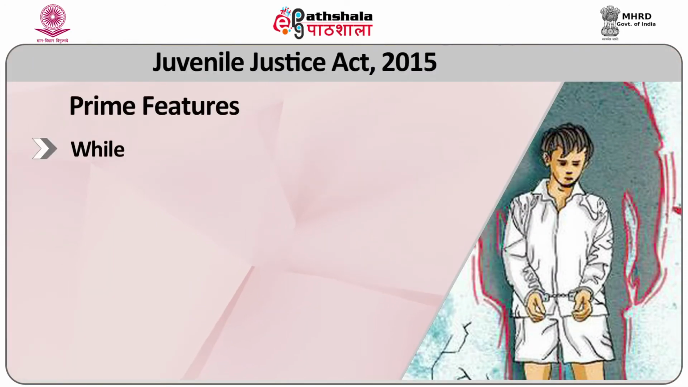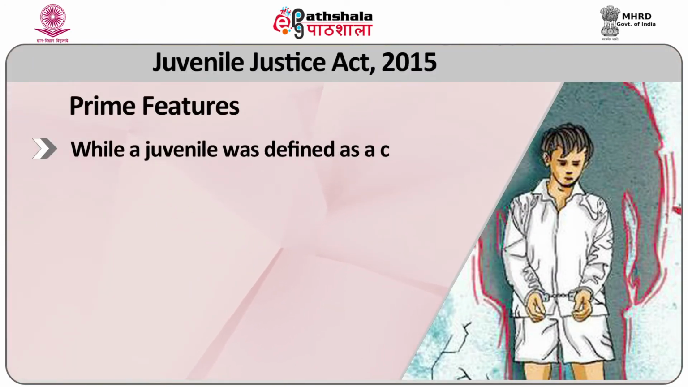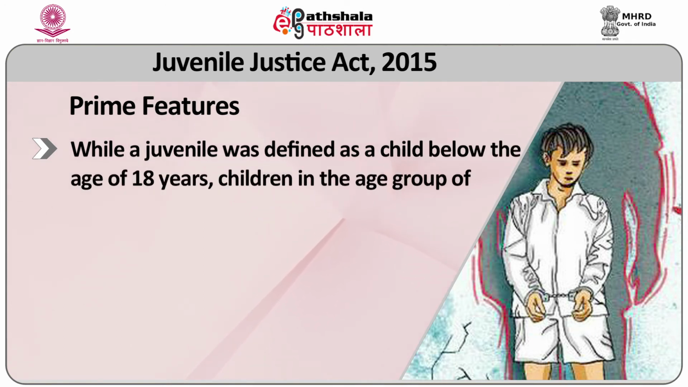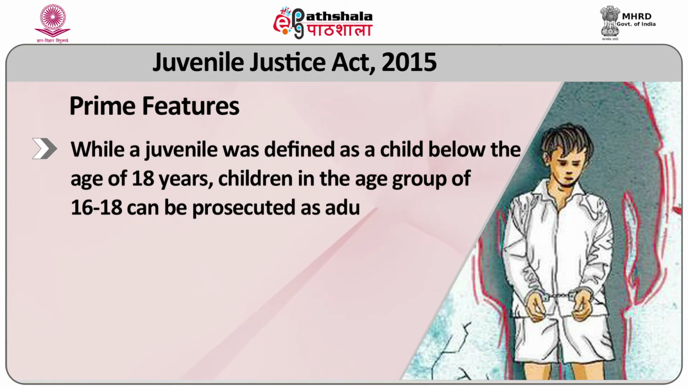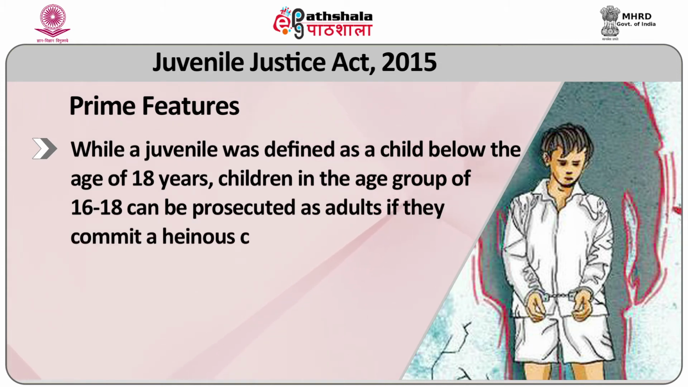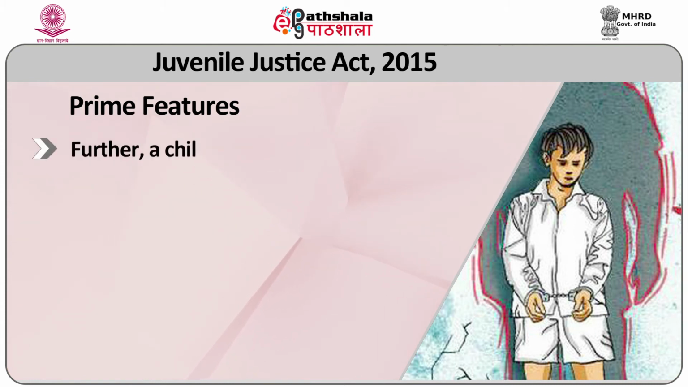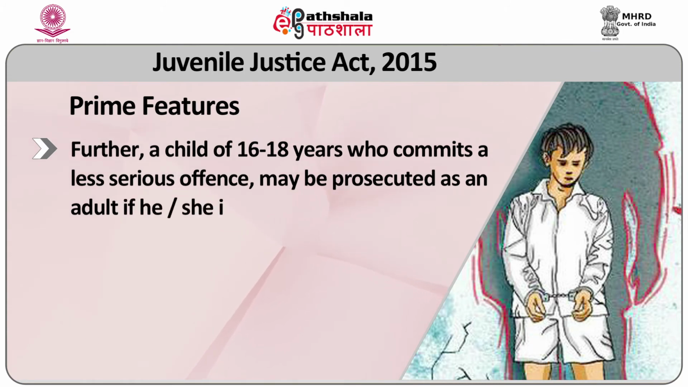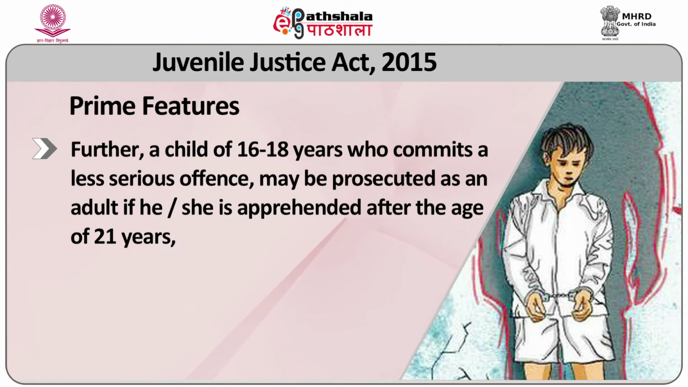First, while a juvenile was defined as a child below the age of 18 years, children in the age group of 16 to 18 can be prosecuted as adults if they commit a heinous crime. Secondly, a child between the age of 16 and 18 years who commits a less serious offense may be prosecuted as an adult if he or she is apprehended after the age of 21 years.